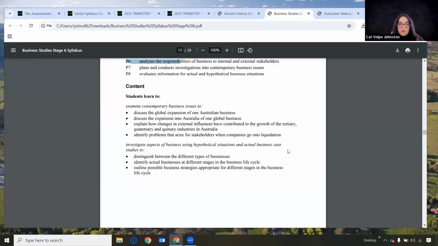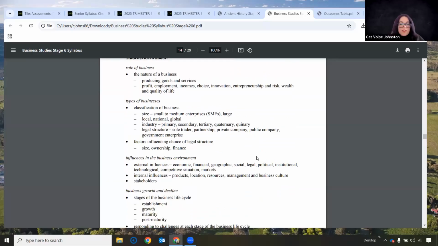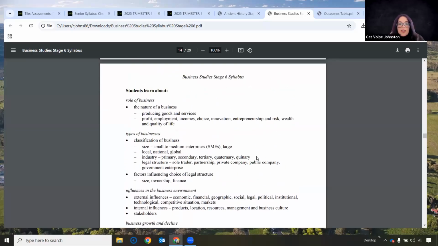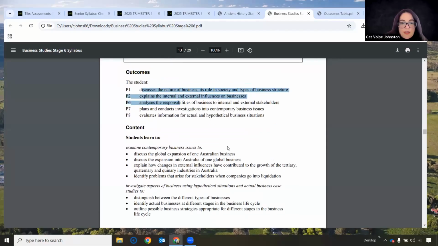So the content, students are learning to examine contemporary business issues, investigate aspects of business using hypothetical situations, actual business case studies, role of business, types of businesses, influences in the business environment, business growth and decline. In terms of what's inquiry-based material, I would say you need to be a bit picky in the business studies syllabus.